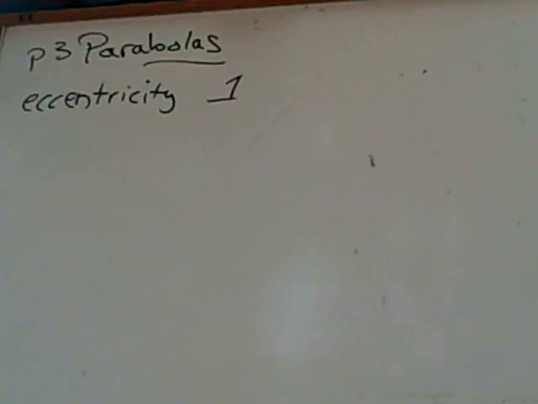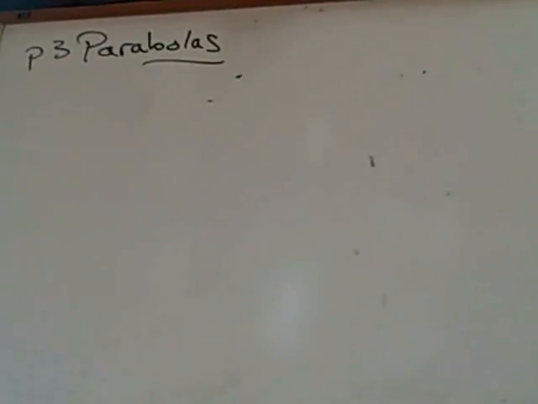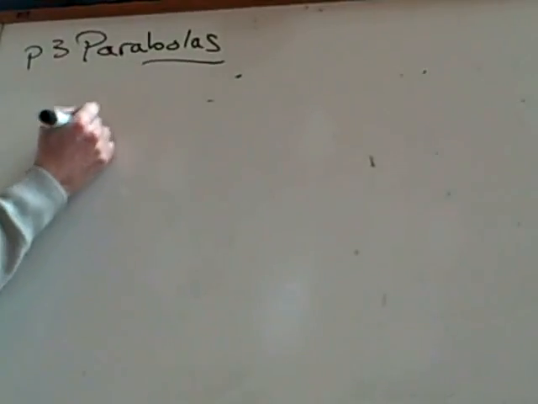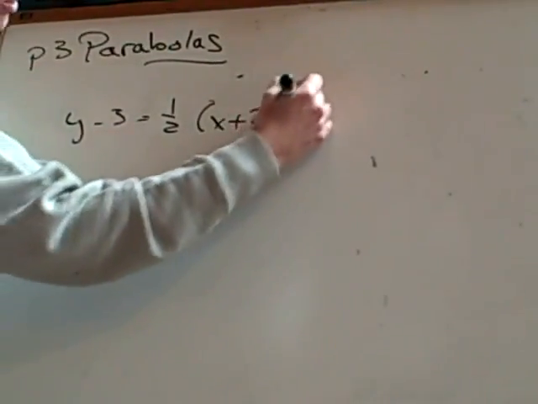In order to sketch a graph, it says determine the equation of the untranslated parabola. Oh, this is so cool. Okay, I just forgot what we were doing. We're going to sketch a graph. Are you ready? Y minus 3 equals 1/2 times x plus 2 quantity squared.